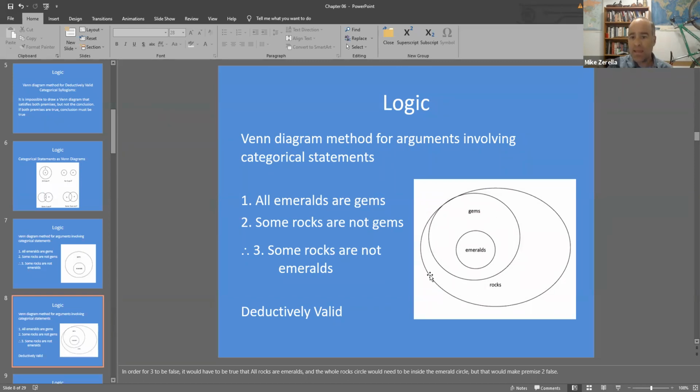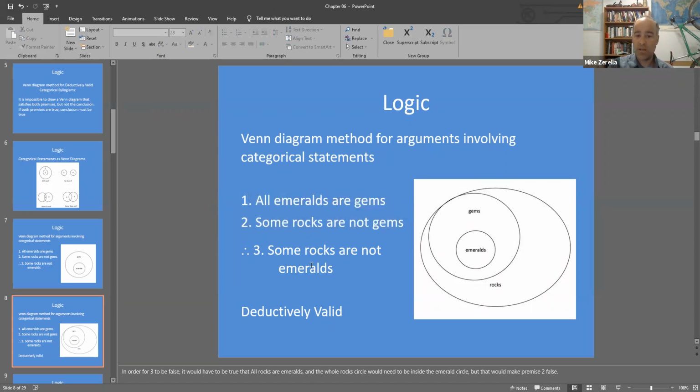And I drew it in a way that kind of matches our common sense understanding of rocks and gems and so on. That is, all gems maybe are rocks. We could have maybe put a little bit of the gems circle outside of rocks. There might be some gems that aren't rocks. But nevertheless, this way of drawing this Venn diagram definitely satisfies the two premises.